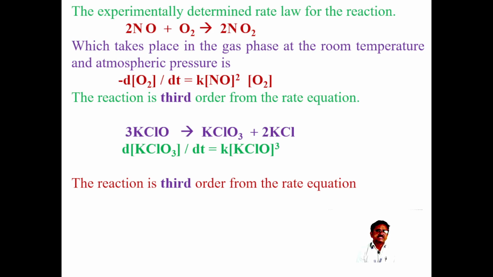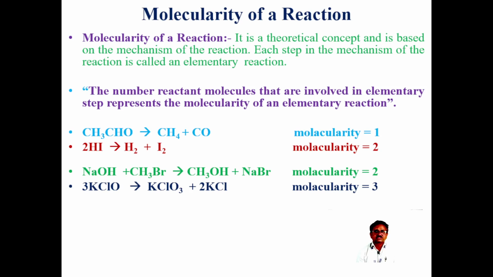Next example, 3KClO gives KClO3 plus 2KCl. The rate law equation for this reaction is: the change in concentration of KClO3 divided by dt equals k into [KClO]^3. So, here also the reaction is third order from the rate law equation. Okay, I hope you are understanding how we can predict the order of reaction by writing the rate law equation only. Without that we cannot predict the order of reaction.